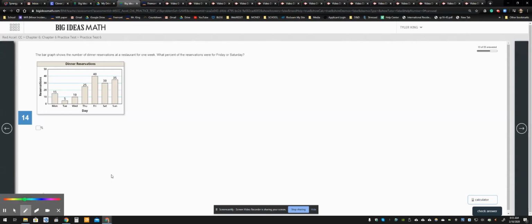Okay, so taking a look at this, we have the bar graph shows the number of dinner reservations at a restaurant for 1 week. What percent of the reservations were for Friday or Saturday? So when we're looking at this, we are looking at some English to math kind of vocabulary.